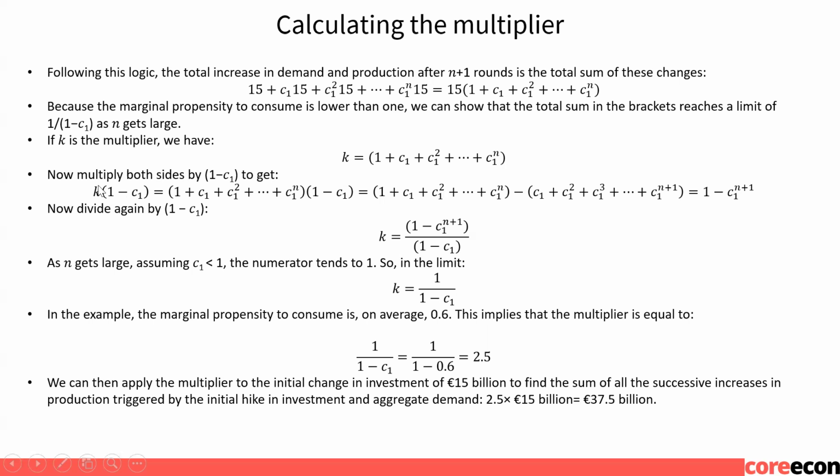Now, if we divide both sides by 1 minus c1, we get rid of this 1 minus c1 here, and we divide the last term we obtained by 1 minus c1 too. Since they are equal to each other, this should hold. Now we have k is equal to 1 minus c1 to the power n plus 1 divided by this constant here. Now, I want you to notice something.